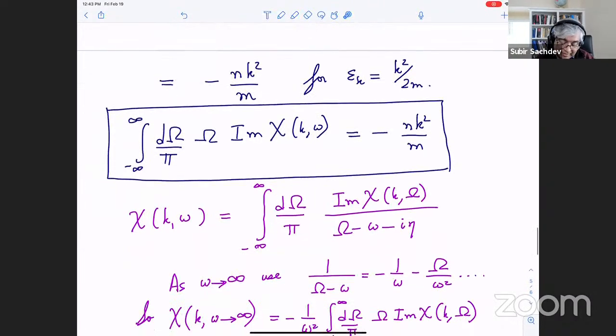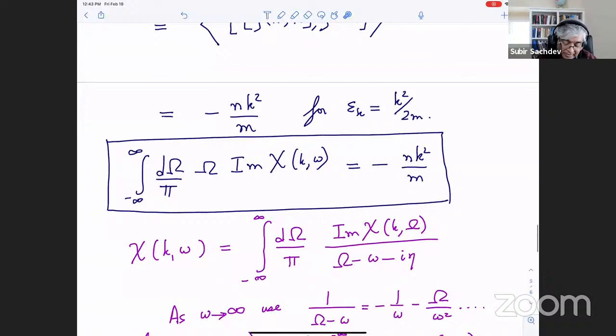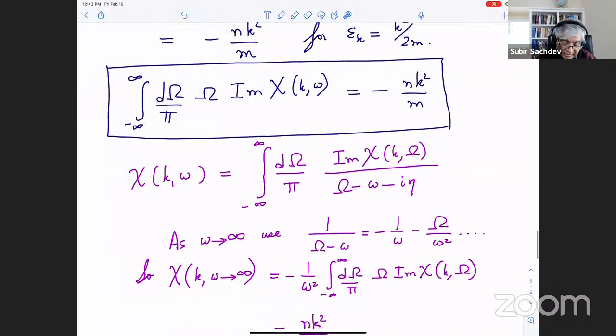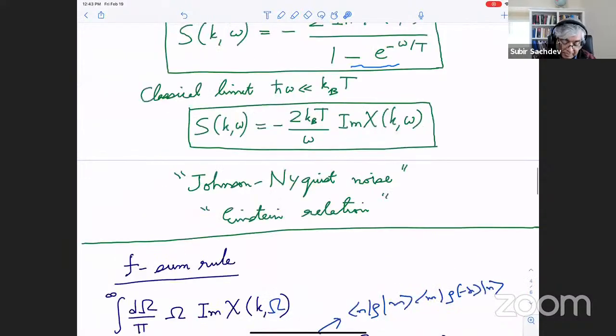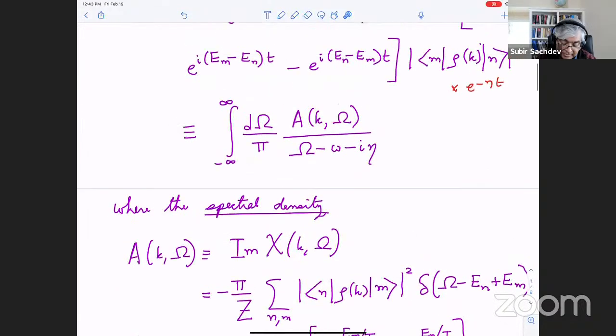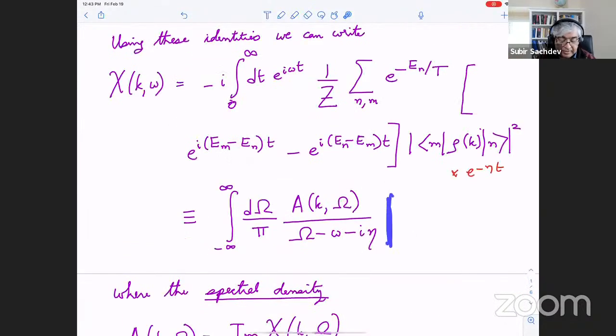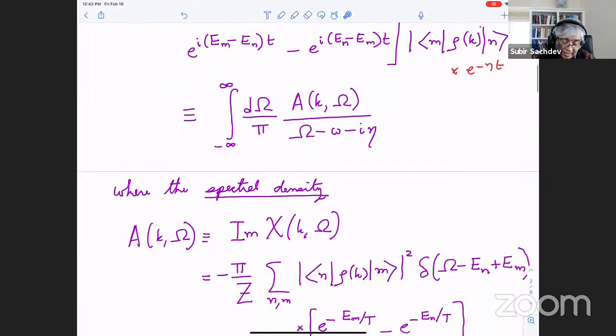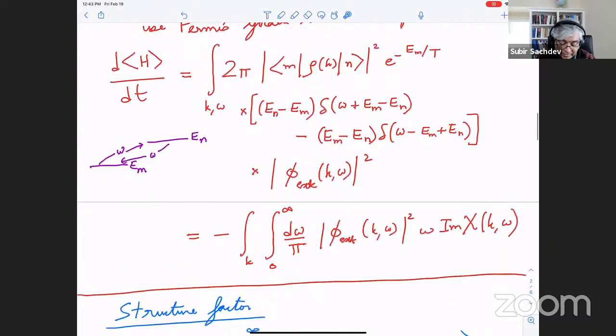Now that I've introduced this quantity, let me put this in the real part, the full chi of k and omega, which is then given by what's called the dispersion relation. This is of course a relationship we began this lecture with, this relationship right here. I'm just using this. Kramers-Kronig relation is another word for it.